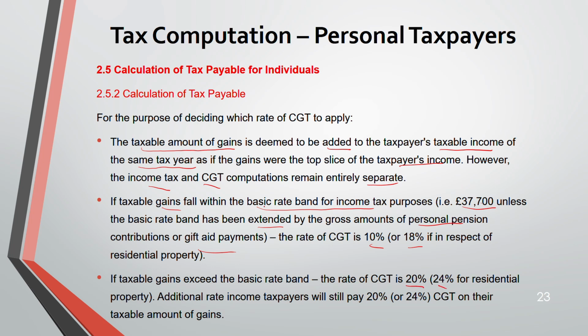And what about additional rate income? See, additional rate or higher rate, they will still pay 20 or 24. So both higher and additional will pay 20 or 24, the higher rate. Only the basic rate will pay the lower rate.